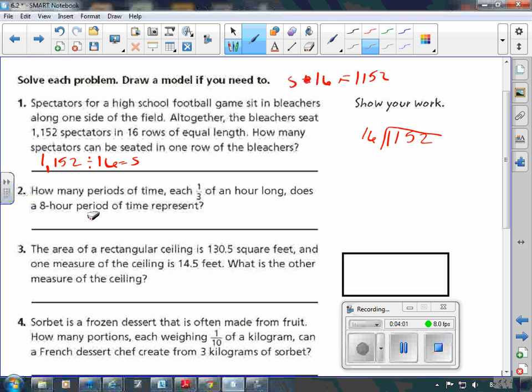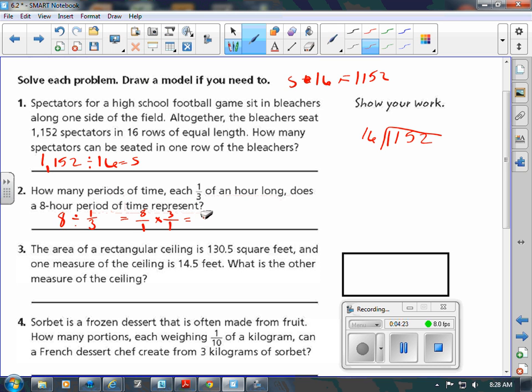So how many periods of time in each 1/3 of an hour does an 8-hour period have? So what we're going to do is take 8 and divide that by 1/3. Okay, so what we actually end up doing is saying 8/1, because that leaves it as 8 whole, times 3/1, or you could have cross multiplied.